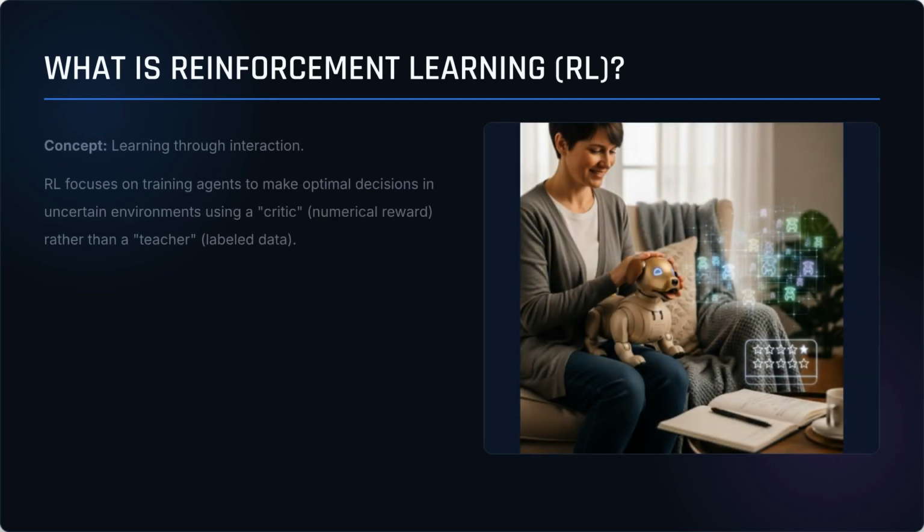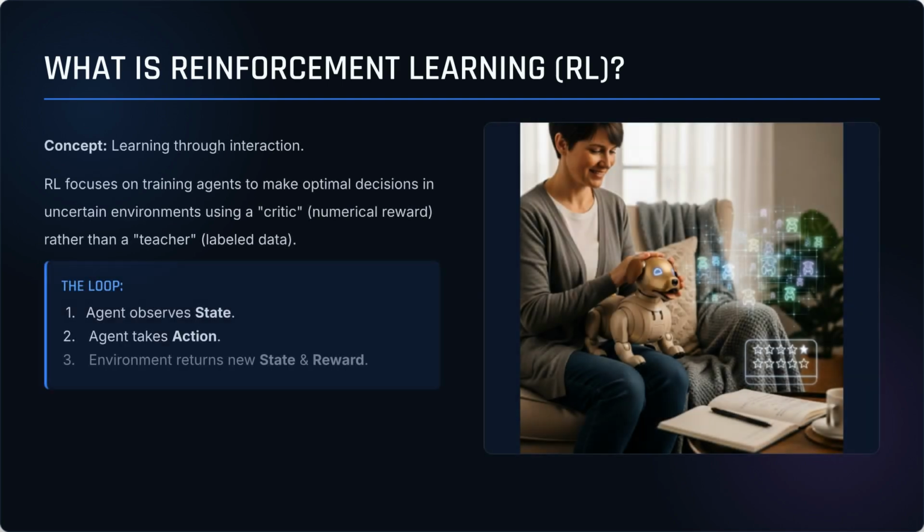What is reinforcement learning? It is the concept of learning through interaction. RL trains agents to make optimal decisions using a numerical reward, a critic, rather than labeled data, a teacher. The loop involves the agent observing a state, taking an action, and the environment returning a new state and a reward.